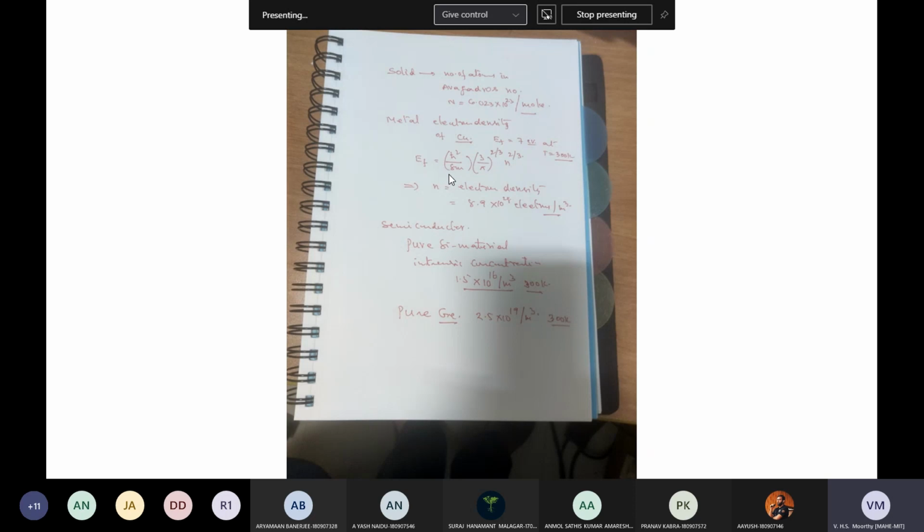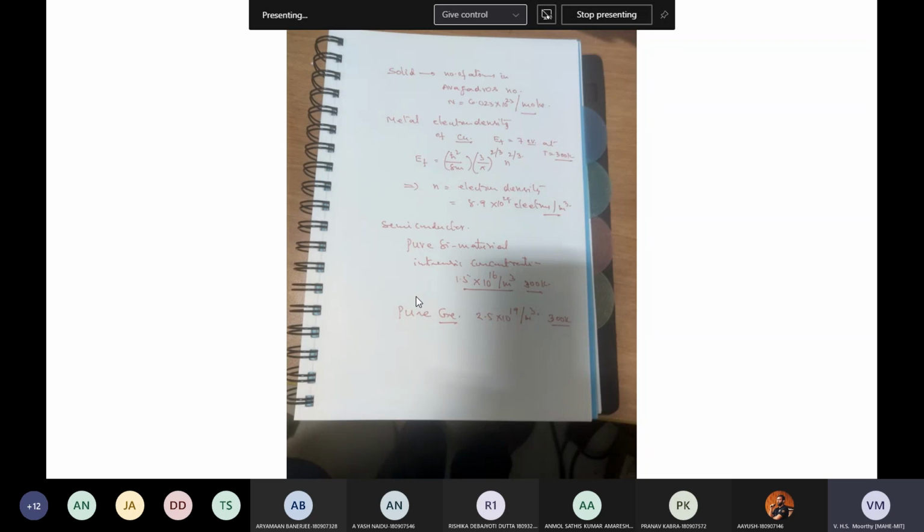As you all know, the highest number of electrons will be there in the conduction band of a metal. What is that number? 8.9 times 10 power 28 electrons per meter cube. For a semiconductor it is not as high as metal, but it is 1.5 times 10 power 16 electrons per meter cube at 300 Kelvin. For pure germanium it is 2.5 times 10 power 19 per meter cube at 300 K.